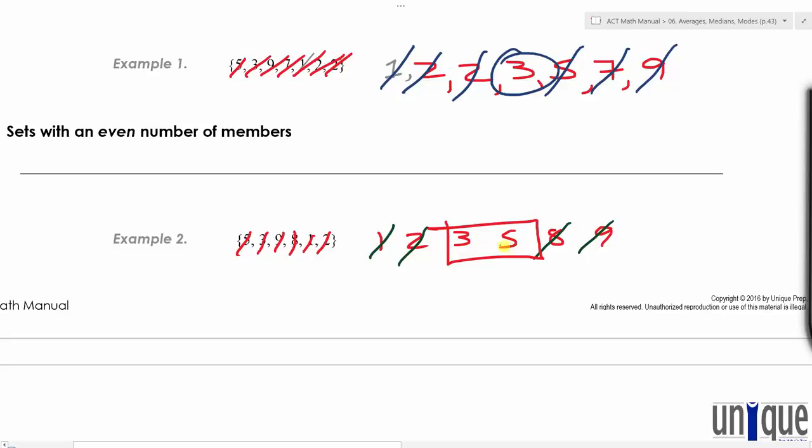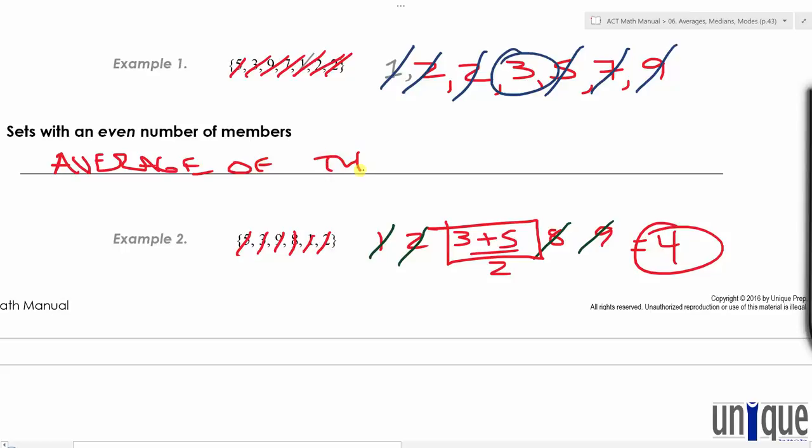You average the 2 numbers in the middle, so you would do 3 plus 5 over 2, your sum or total divided by the number of numbers. 3 plus 5 over 2 is 8 over 2, which equals 4. So the median there would be 4. So in sets with an even number of members, the median is the average of the middle 2 numbers. Average of the middle 2 numbers.